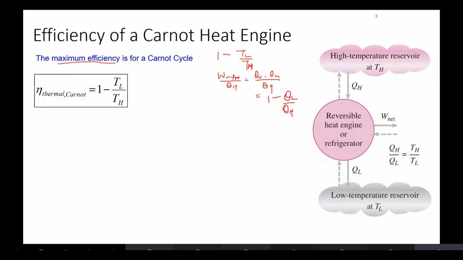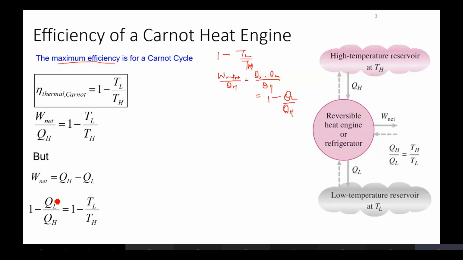Now, if your engine is having the maximum efficiency, which is that of Carnot efficiency, so your thermal efficiency would essentially be equal to the Carnot efficiency. That means that work net over QH would be equal to 1 minus TL over TH, or in other words, you could say that 1 minus QL over QH would essentially be equal to 1 minus TL over TH. Is this point clear to you?